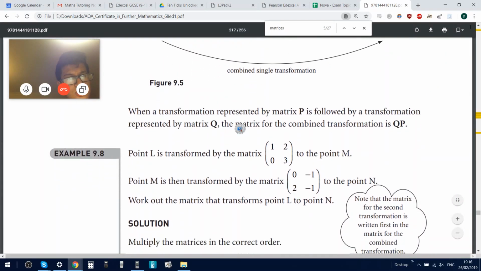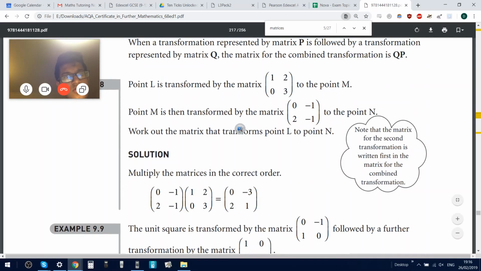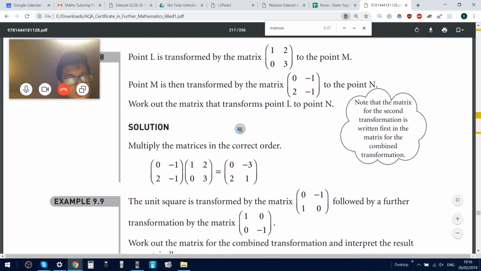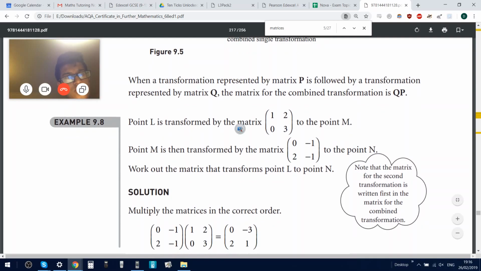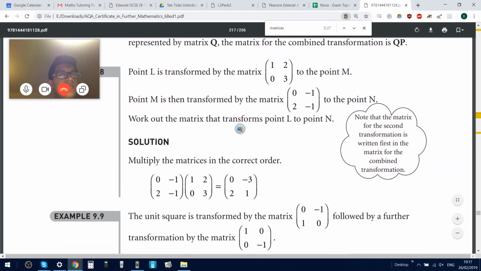Let's take a look. So solution. Multiply the matrices in correct order. The unit square is this. 1, 2, 0, minus 3. Point L is transformed by this to the point M. Point M is then transformed by this to the point N. From L to N, you have to do them in reverse order. Note that the matrix for the second transformation is written first in the matrix for the combined transformation. So we multiply them, but in the reverse order.